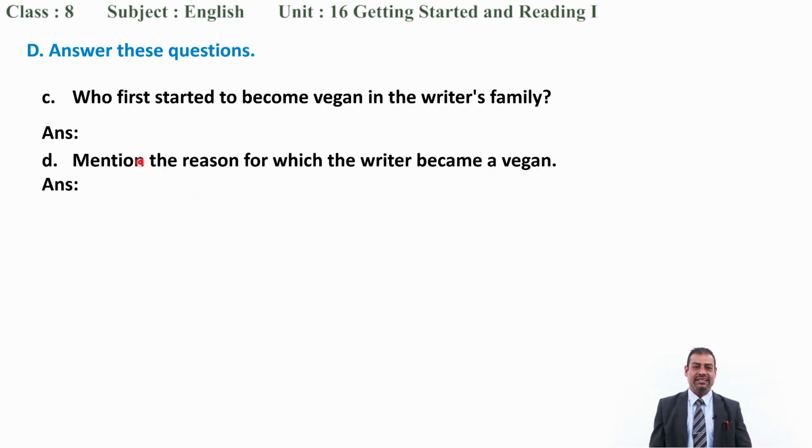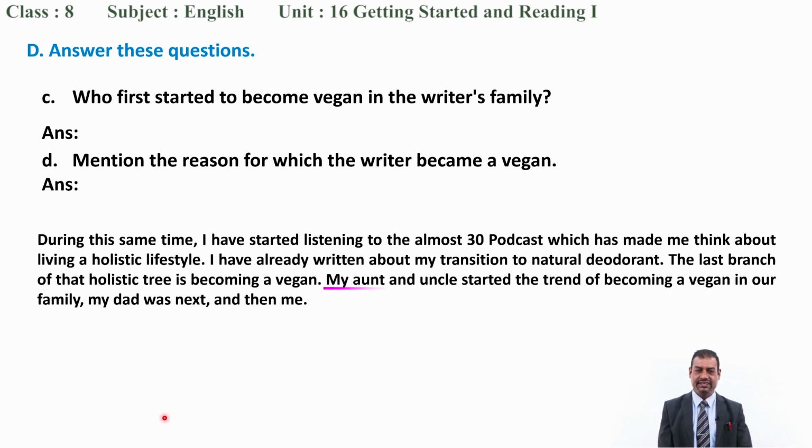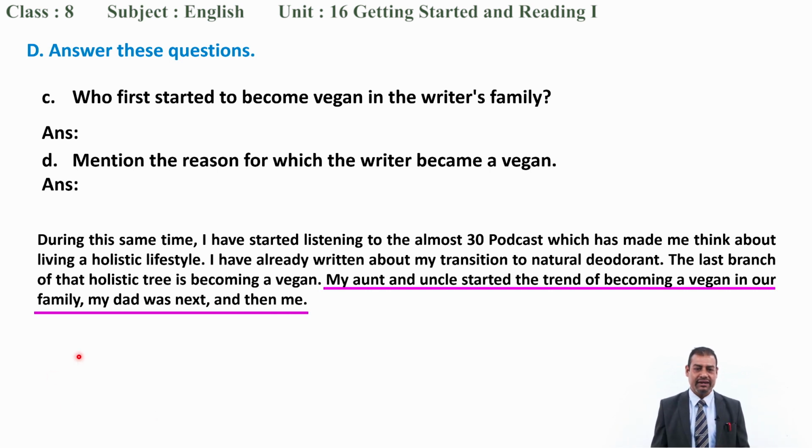Now, next one, see, who first started to become vegan in the writer's family? So, you can find the reference here again. My aunt and uncle started the trend of becoming a vegan in our family, and my dad was next, and then me. So, who first? Yes, it's very simple. Writer's aunt and uncle.